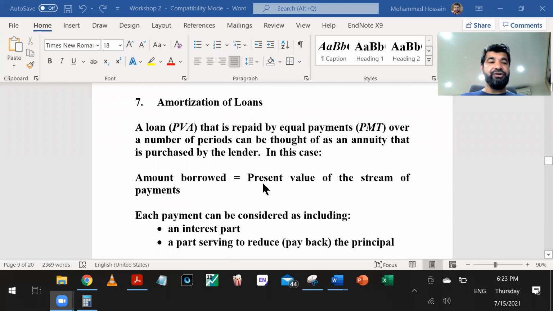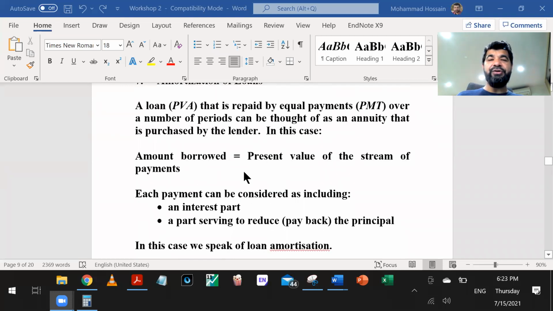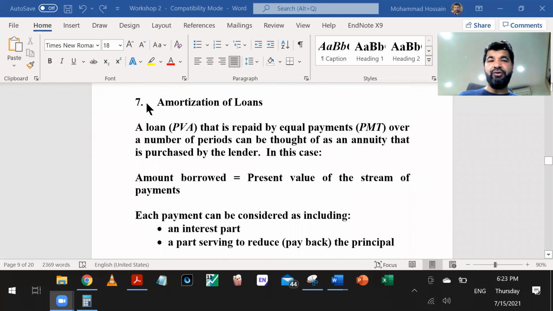Now, amortization of loans. A loan, present value annuity, that is repaid by equal payments. Like I normally said, when you take a loan, a car loan, home loan, anything, every month you're paying the same amount for the next 10 years, 20 years, 30 years. That is present value annuity, repaid by equal payments over a number of periods, and can be thought of as an annuity that is purchased by the lender. In this case, the amount borrowed is equal to the present value of the stream of payments.